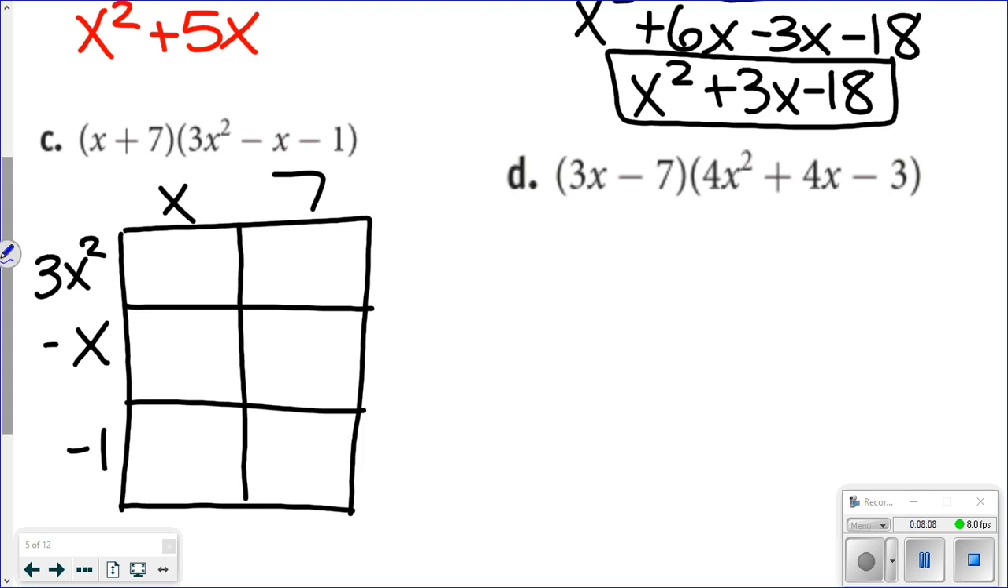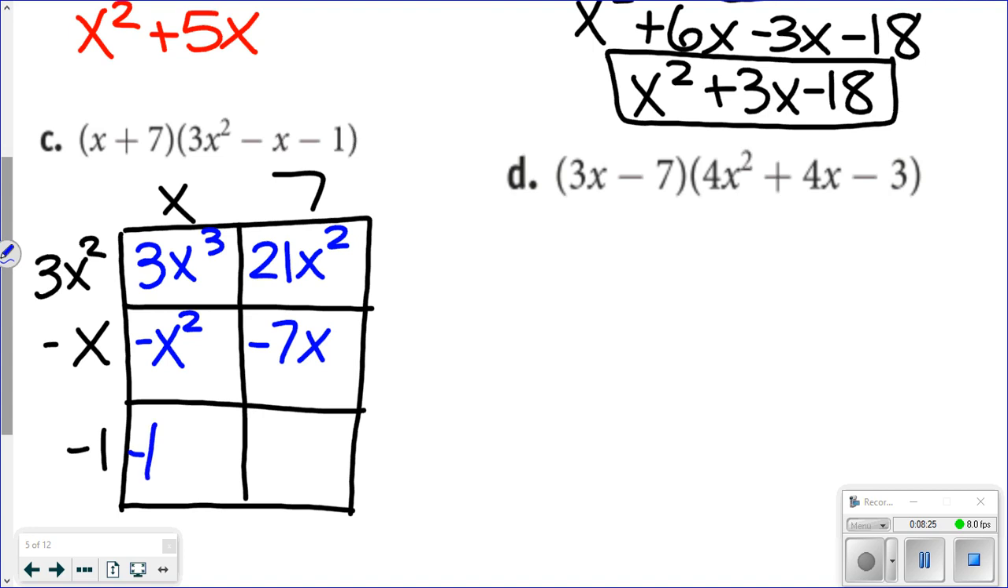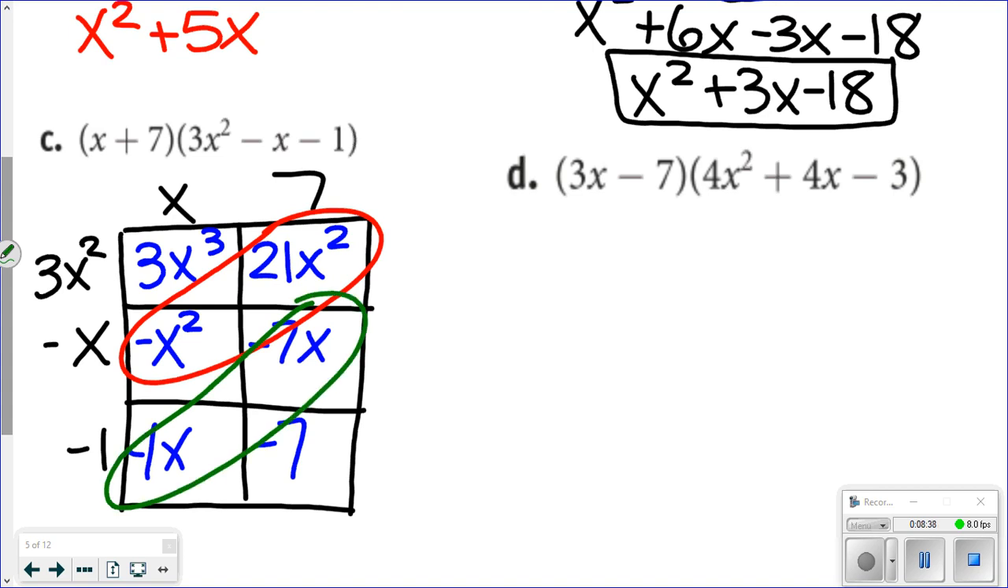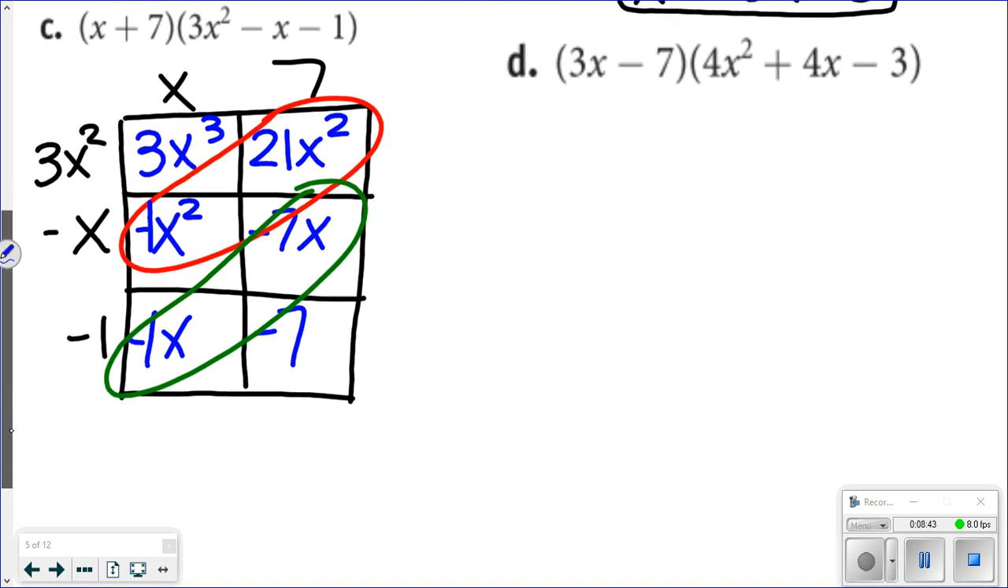So 3x squared times x is 3x cubed. 3x squared times 7. X times negative x. Negative x times 7. Negative 1 times x. Negative 1 times 7. And then we have these terms that we're going to combine together. And remember, if there's not a coefficient, it's a 1 out in front.